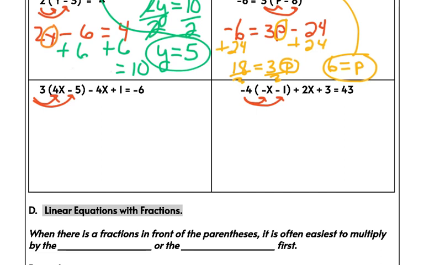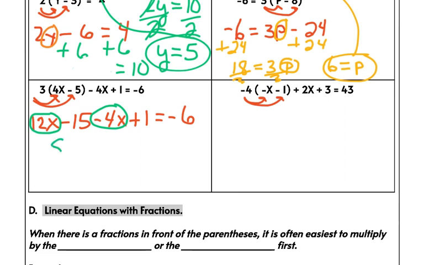Now that you're back, let's see if you did. 3 times 4 gives you 12. They're both positive. 3 times 5 gives you 15, but there's 1 negative. Minus 4x hangs along, plus 1 hangs along. Negative 6, just there. Now we have some like terms over here on our left-hand side. Don't forget to take the signs with you. 12x's minus 4x's gives us 8 of those x's. Negative 15 plus 1 gives us negative 14. Don't forget those signs. And then I have a negative 6 over here on the right.